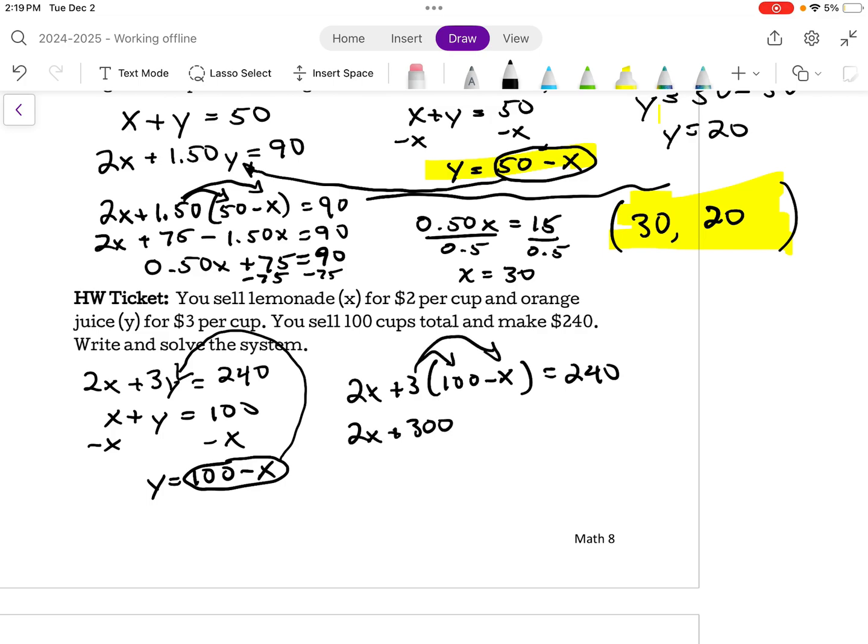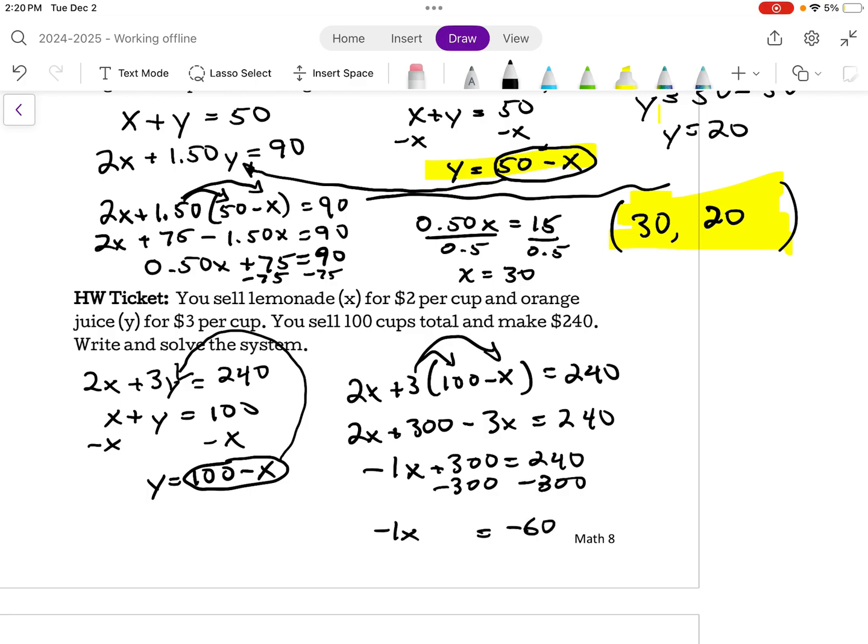So I'm left with then 2x. If I distribute, 3 times 100 is 300. 3 times x is negative 3x, and that equals 240. If I combine like terms, 2x minus 3x, and then continue solving it, I'm going to subtract 300 from both sides, and I end up with negative 1x equals negative 60. When there's one term on each side, time to divide. If I divide both sides by negative 1, I end up with x being equal to 60. So my final answer would be x is 60.